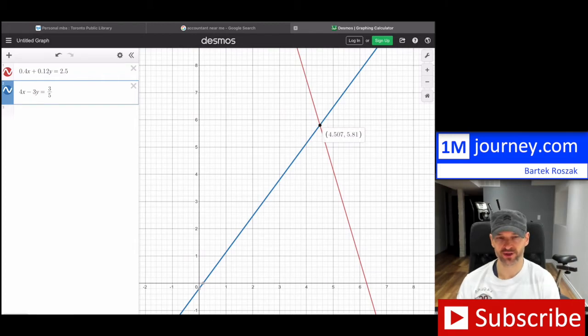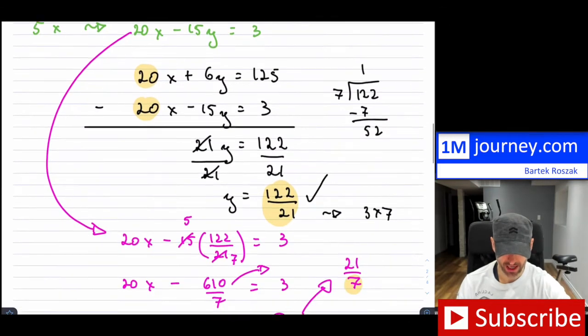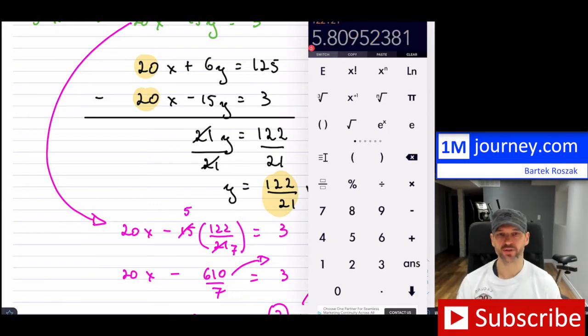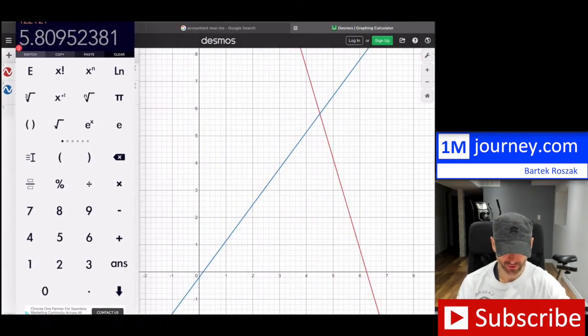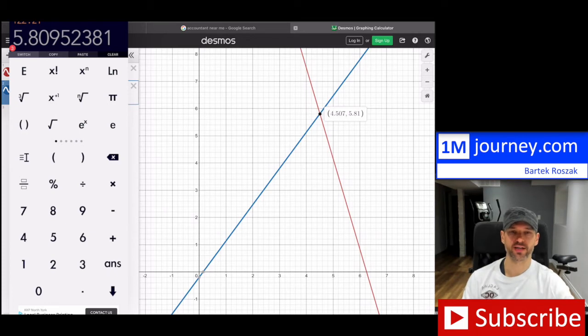So 4.507 and then 5.8. And if you change it, we kept it, so 122 divided by 21. Notice that it's 5.80. And so on. If you compare it to the answer there, that's exactly it. Now, of course, Desmos has rounded this. So they put 5.81 for your y, and this is the actual value, 5.8095, and so on.